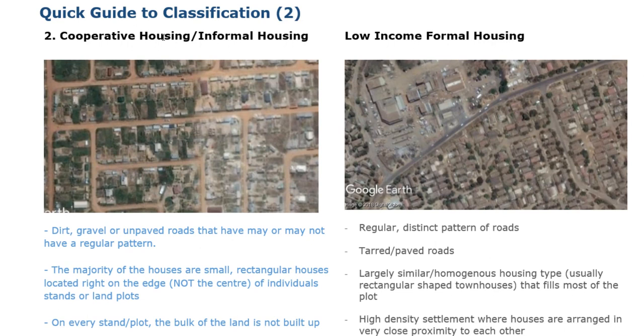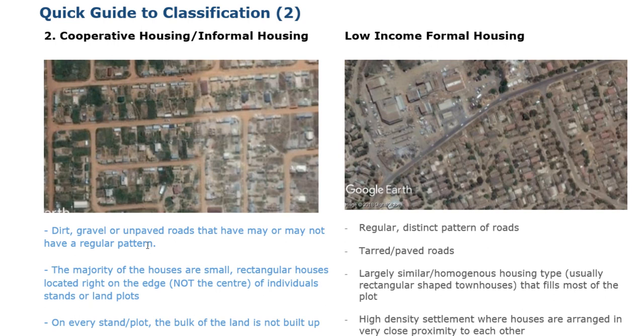The cooperative housing area on the left here is also referred to in this project as informal housing because the inhabitants in this area have not yet been given the go-ahead to build proper houses. They have not yet been able to put in place the necessary amenities such as piped water, piped sewage, electricity, etc. So in as far as this project is concerned, these cooperative housing areas are referred to as informal housing.